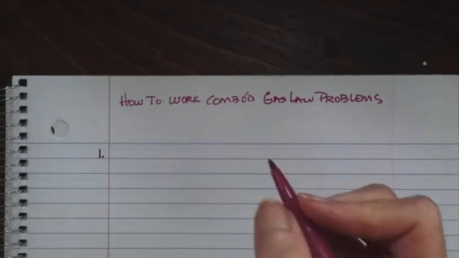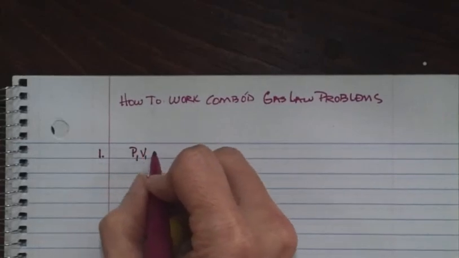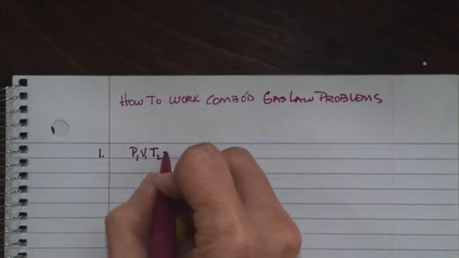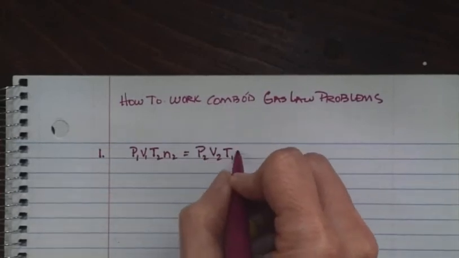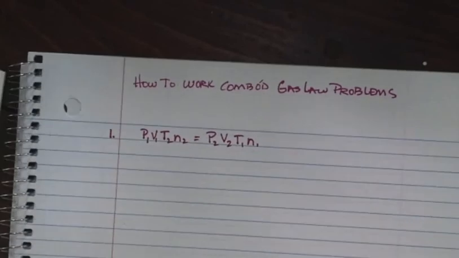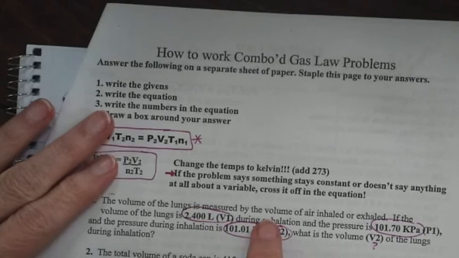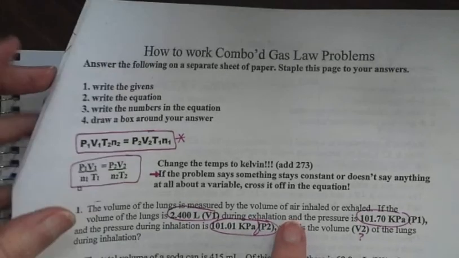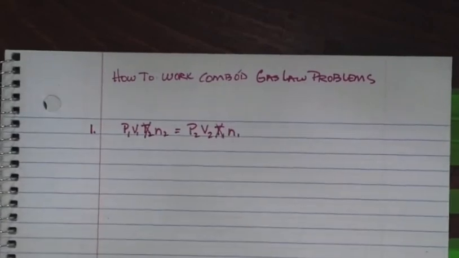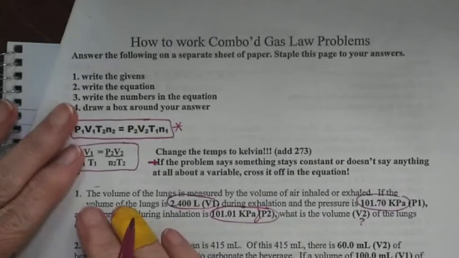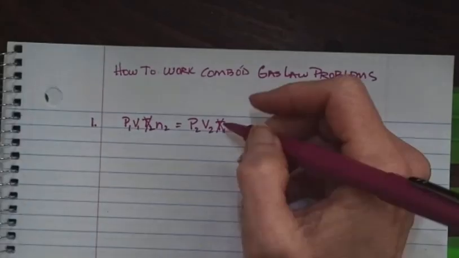I'm just going to write the equation up here first. My equation is P1V1 over T1N1 equals P2V2 over T2N2. Now, I don't have all that stuff in there. So when I look at my problem, does it say anything at all in here about temperature? Well, it doesn't. That means we assume the temperature stays the same. I can knock it out of my equation. Does it say anything in here at all about number of moles? Well, it has nothing in there. So we don't have to worry about those.